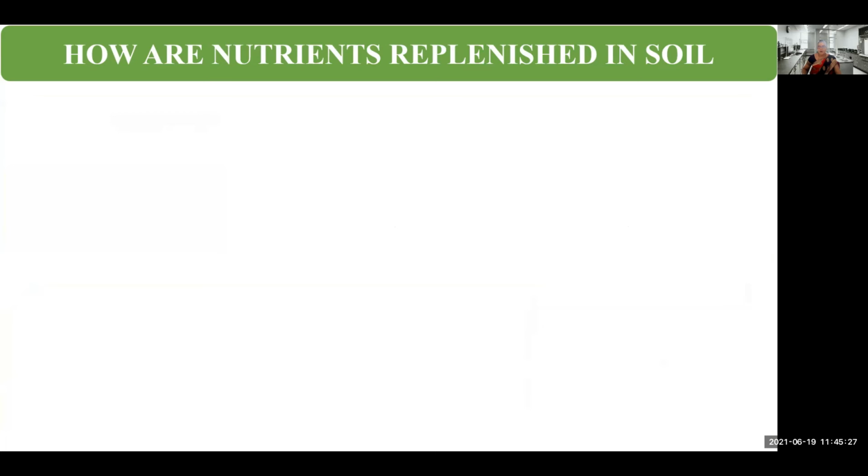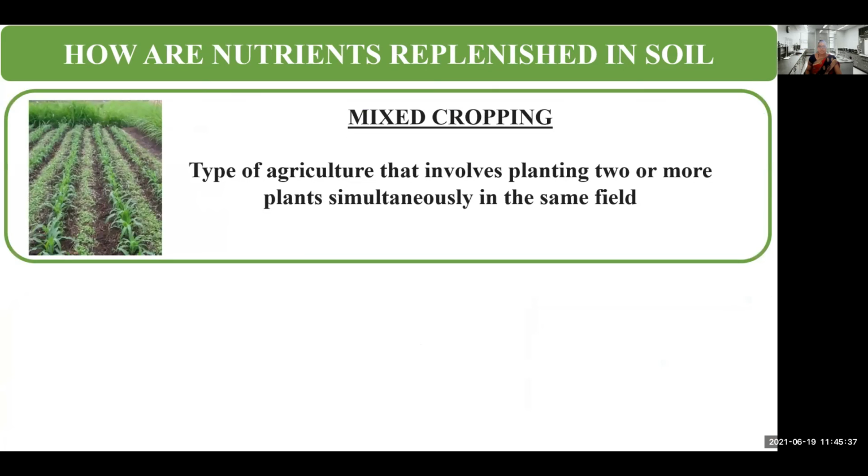Next slide. How are nutrients replenished in the soil? What do you mean by replenished? How are nutrients enriched again, more enriched, in the soil? One is mixed cropping. It is the type of agriculture in which, in one field, we can grow two or more plants simultaneously. There are many examples. You will be learning this in 9th standard again.